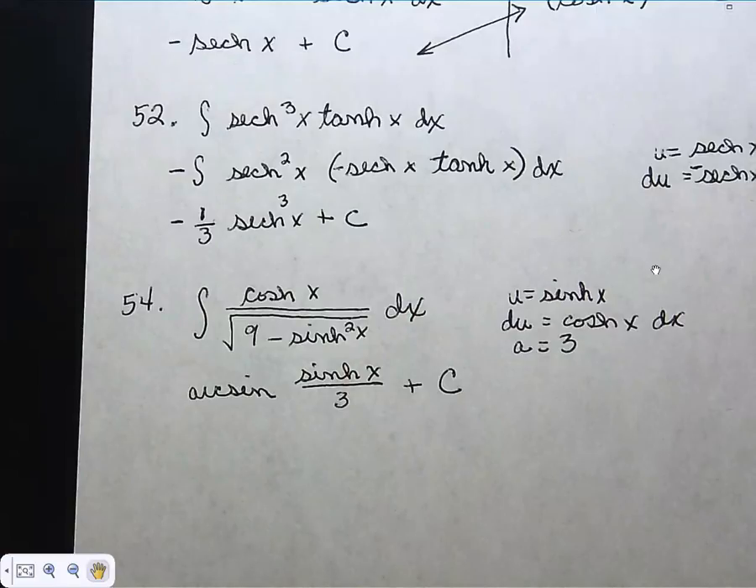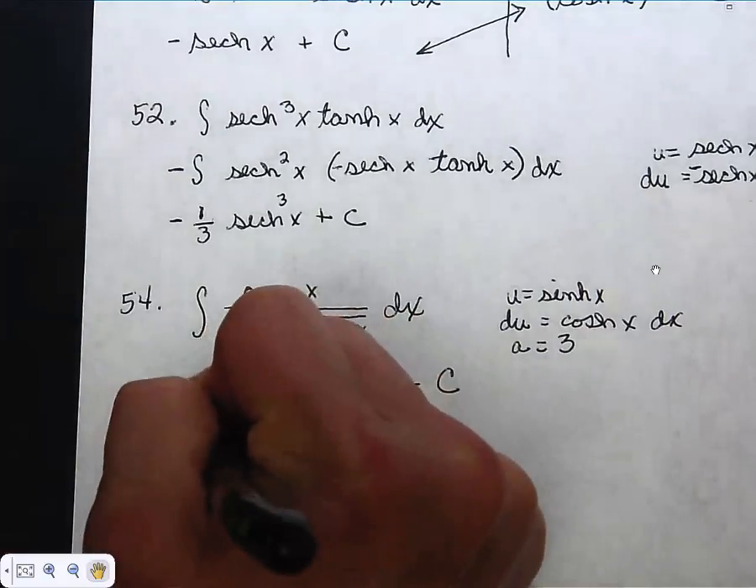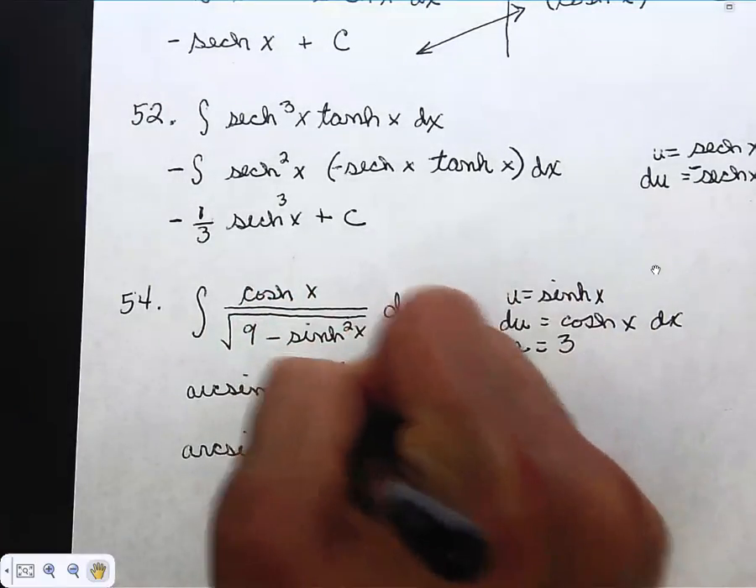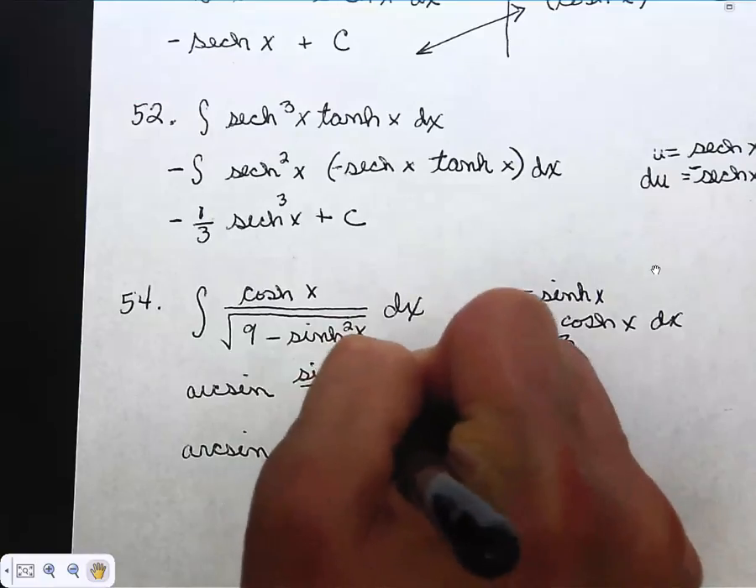Don't think that arc sine and sinh somehow undo each other. They don't. That's how I would have left my answer. But when I looked in the back of the book, they had this. I just want to make sure you know where they would get this.